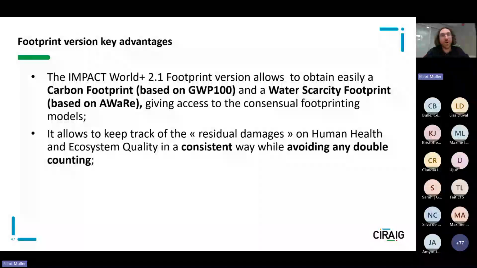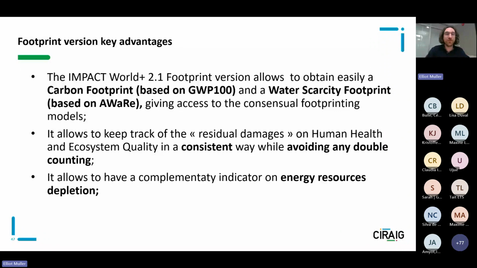Yes. It also provides them the information about the residual damages on human health and ecosystem quality, and those damages are given in a consistent way, while avoiding any double counting, which can be easier for decision making. Of course, it also allows to have a complementary indicator, that is the energy resources depletion indicator. So all of that makes it easier to analyze and to interpret for lesser experts.